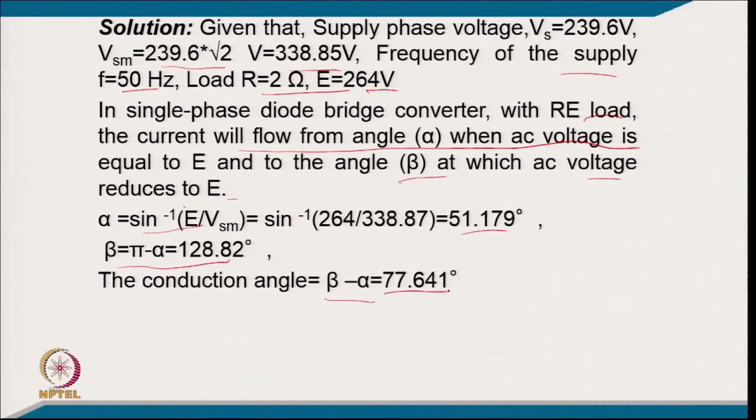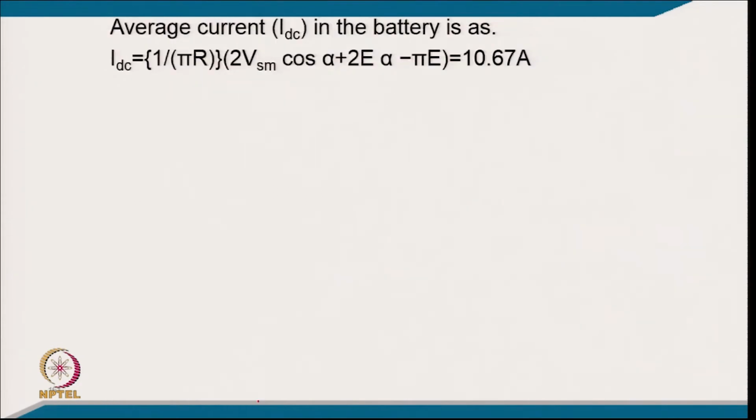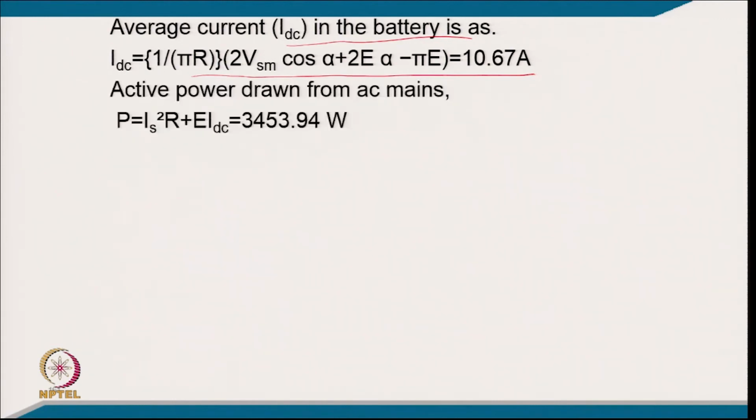The conduction angle beta minus alpha will be 77.641. So, this is going to conduct for this angle out of 180 degree in a half cycle, and the RMS supply current is the RMS of the discontinuous current of the AC mains. So, from the relation we can find out typically the RMS current, it comes 17.84 ampere, and the average current in the battery, or IDC, from this relation, if you put the value, will be 10.67 ampere, and the active power drawn from the AC mains will be IS square R plus E IDC.